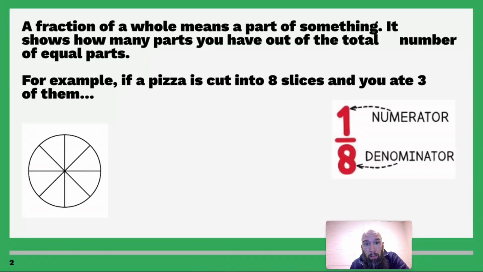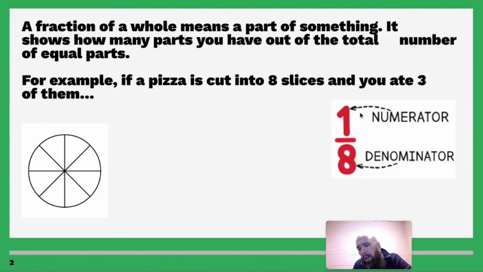So, fractions. A fraction means you're taking a part of something. A fraction of a whole is a part of something. Let's just say that I have a dozen eggs, like a carton of eggs, and I want 4 of them. I can turn 4 out of my 12 eggs into a fraction, and I'll show you how to do that in a little bit. It shows how many parts you have out of a total number of equal parts.